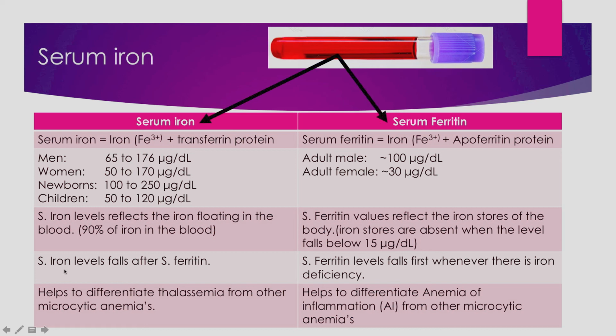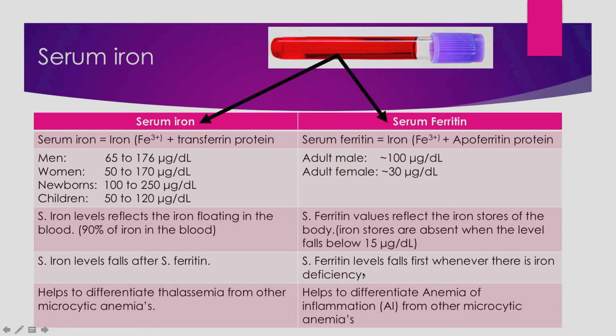Right, the serum ferritin level falls first whenever there is iron deficiency. Suppose there is iron deficiency, then the storage iron first starts releasing iron into the blood, which is taken up by the transferrin protein, and the normal serum iron levels are maintained.